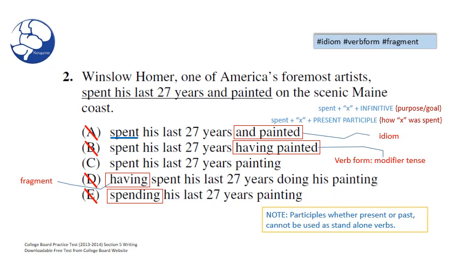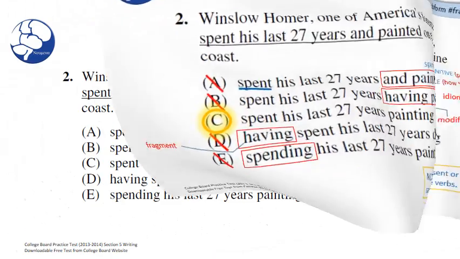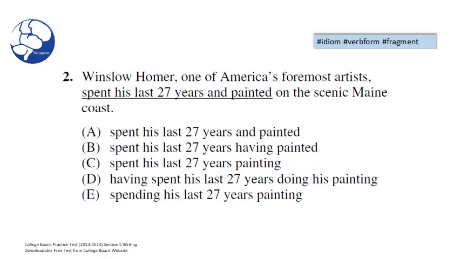Got it? Now let's go back to the original question without all the notes, and let's see if we can solve it again. Here we are back at the question. Winslow Homer, one of America's foremost artists, spent his last 27 years and painted on the scenic Maine coast.